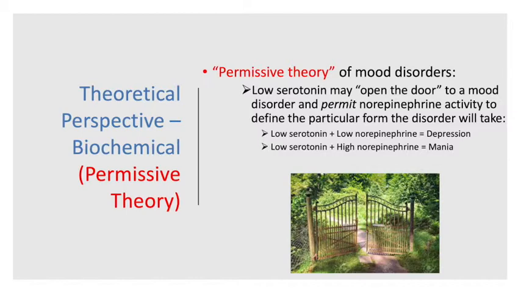Okay, so the permissiveness theory argues that it is low serotonin levels that opens the door for some kind of a mood disorder, and depending on if norepinephrine is high or low, you will develop depression in the low condition and mania in the high condition. Okay, so low serotonin is kind of a constant in both depression and mania, and low serotonin combined with low norepinephrine will produce depression. Low serotonin with high norepinephrine might produce mania. Not much research in support of this particular theory.